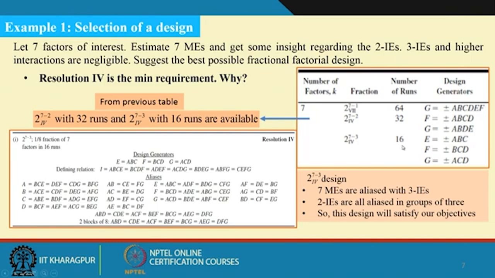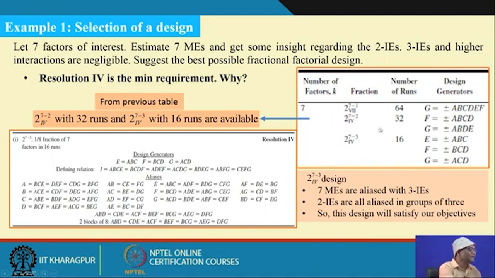Will 16 runs be sufficient? The smaller number of runs is always better from the experiment point of view. Will 7 minus 3 resolution 4 give us the minimum requirement? Let us see. If you go by the 7 minus 3 design, these are the generators E, F, G, and the defining relations; there are 7 defining relations. Using these defining relations, you will be able to find the alias structure. You see that the 7 main effects are aliased with third order interactions, and the second order interactions are aliased in groups of 3. So, as third and higher order interactions are negligible, you can estimate A, B, C, D, E, F, G uniquely, considering that the third order interaction effects are 0.